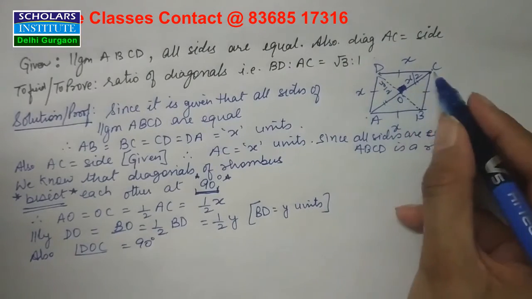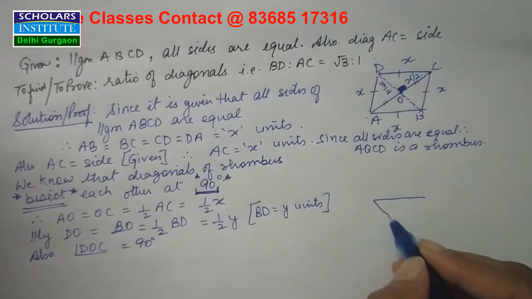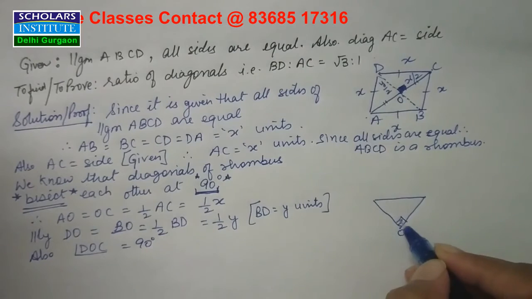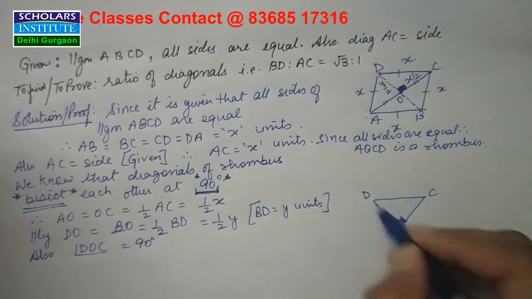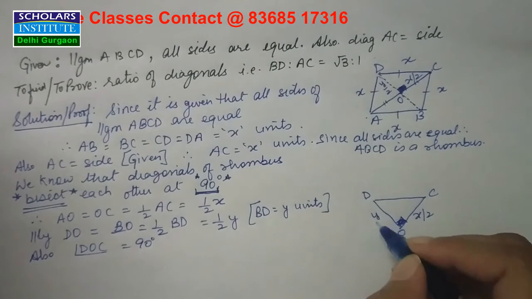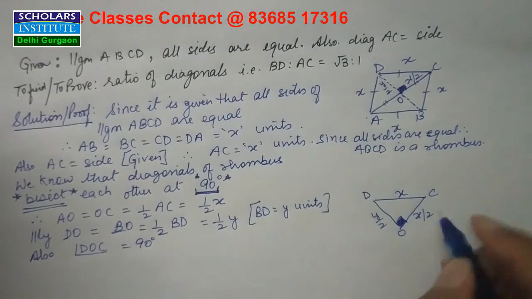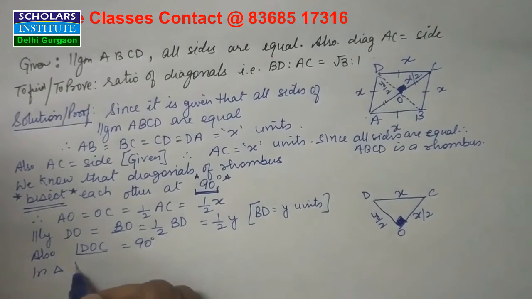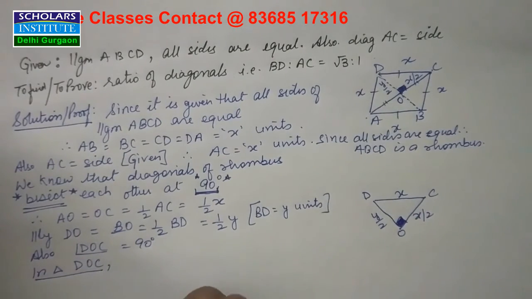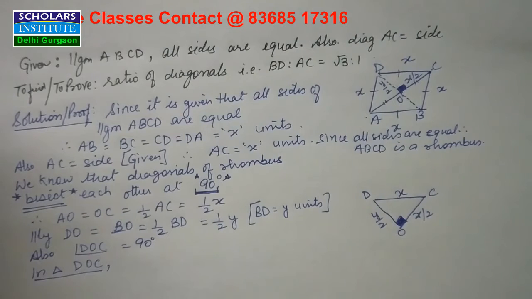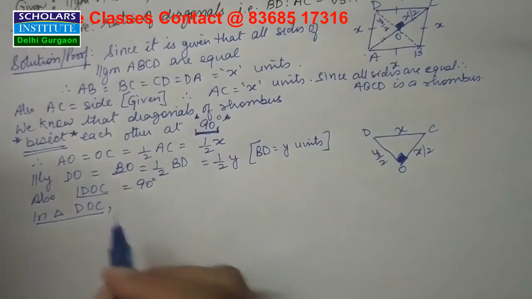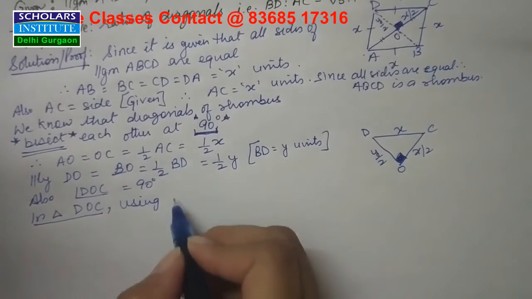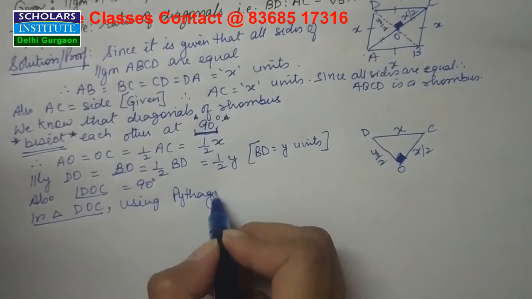Now let us look at this particular triangle. Let me make the figure of this triangle here. This is O, this is 90 degree, this is C, this is D. This is x by 2, this is y by 2 and this is x. This is a right angle triangle. So in triangle DOC, and what is so special about a right angle triangle? The speciality of a right angle triangle is its Pythagoras theorem. Right you are. So in triangle DOC, using Pythagoras theorem.